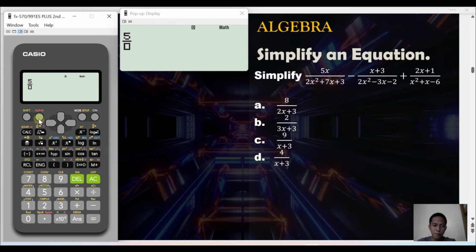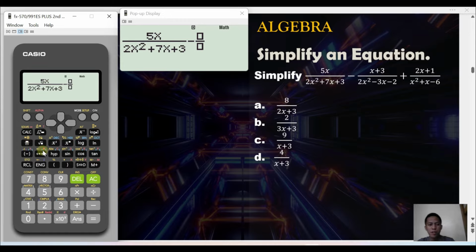So, 5x all over 2x squared. So, plus 7x. Okay, plus 3. Ayan, medyo time consuming lang guys yung pag-input. Pero pag normal calculator to or yung actual, mas mabilis na. I'm using the emulator. So, I need to press or I need to hover it down on my mouse pad. So, we have here alpha x plus 3. So, in actual, mas mabilis nyo itong magagawa.